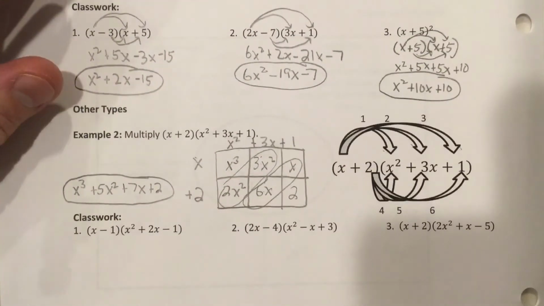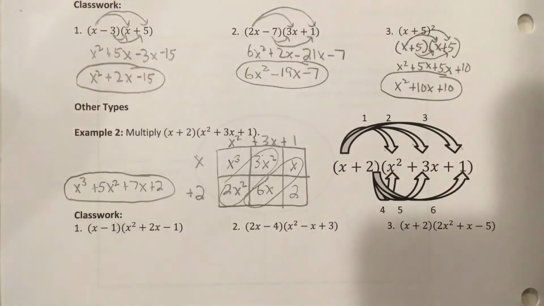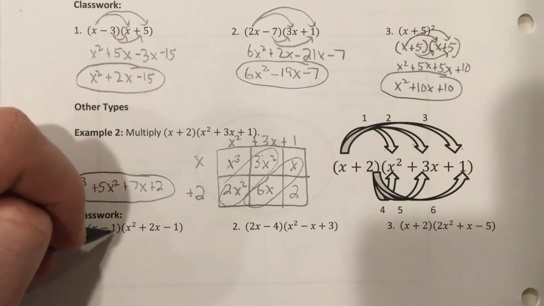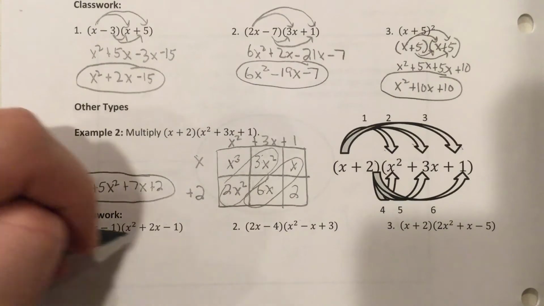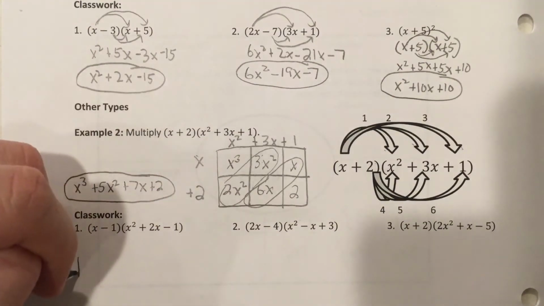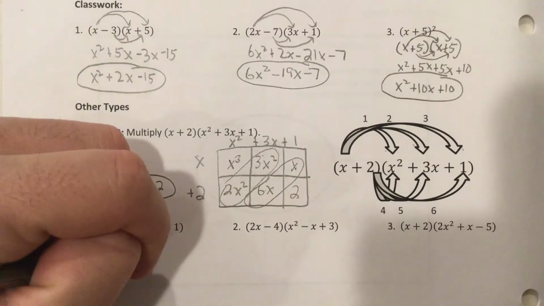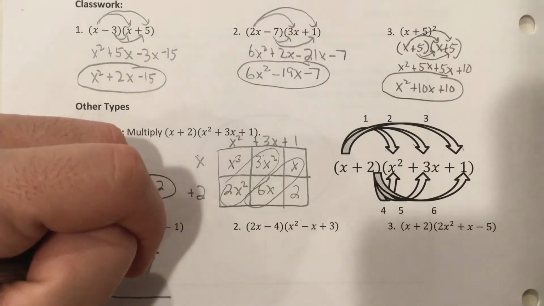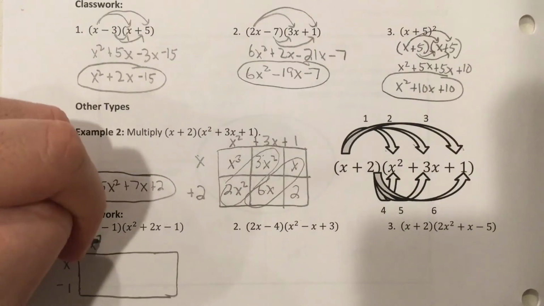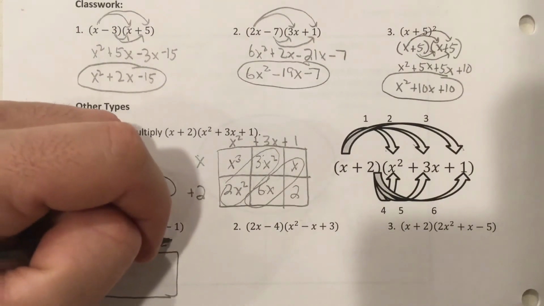All right, let's go ahead and try these other couple. So I have 2 terms times 3 terms. So again, I would do an area model. X minus 1, meaning I'd have 2 rows and 3 columns. X squared plus 2x minus 1.